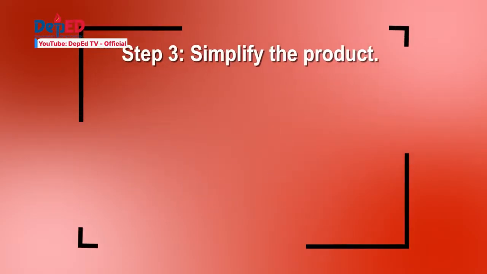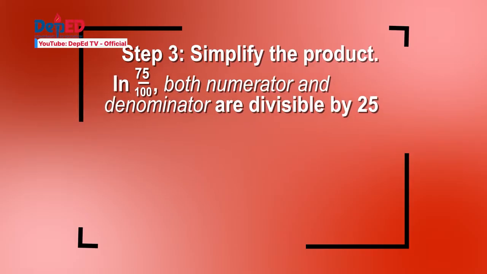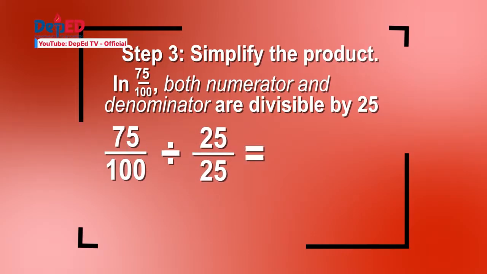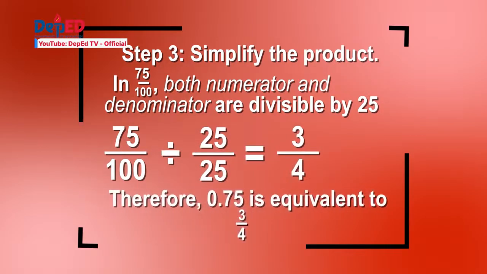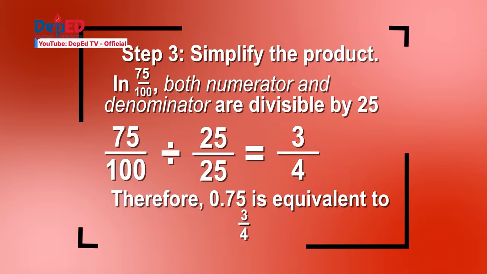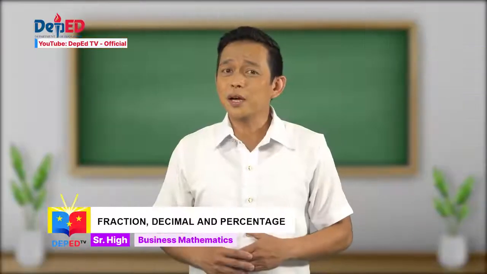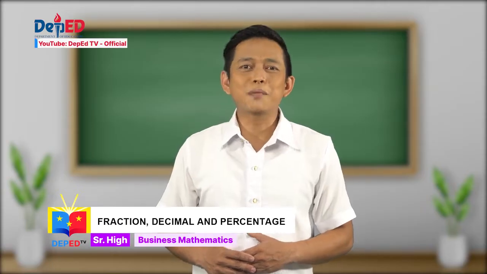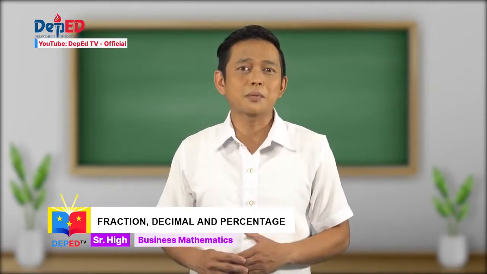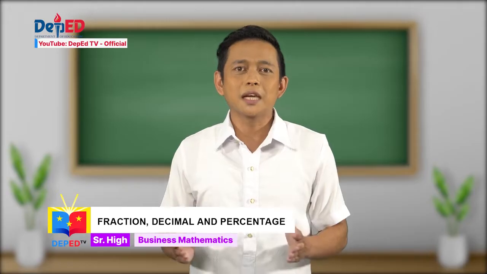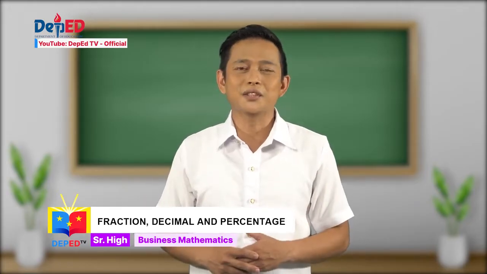Step 3. Simplify the product. In 75 over 100, both numerator and denominator are divisible by 25. 75 over 100 divided by 25 over 25 is equal to 3 over 4. Therefore, 0.75 is equivalent to 3 over 4. Did you understand the process? Well, just remember to follow the steps in conversion of decimal to fraction and vice versa. Ensure you will have the correct answer.